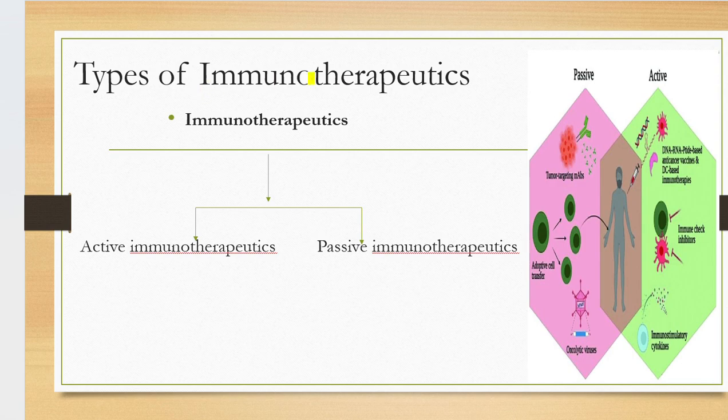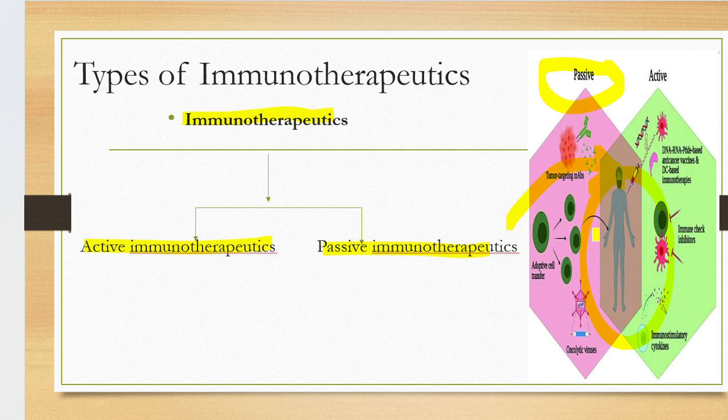Then types of immunotherapeutics. There are two different types: first is active immunotherapeutics and second is passive immunotherapeutics. Active immunotherapeutics stimulates the patient's own immune system. Whereas in passive immunotherapeutics, ready-made immune components such as antibodies are given.